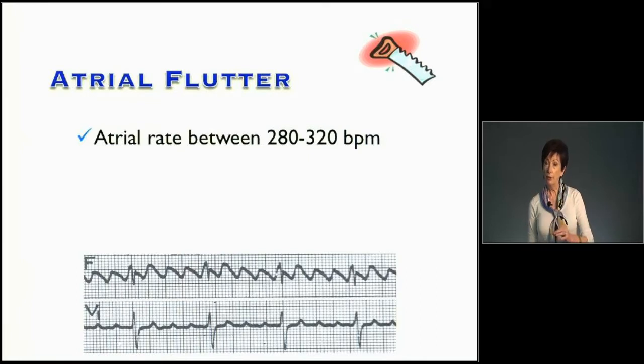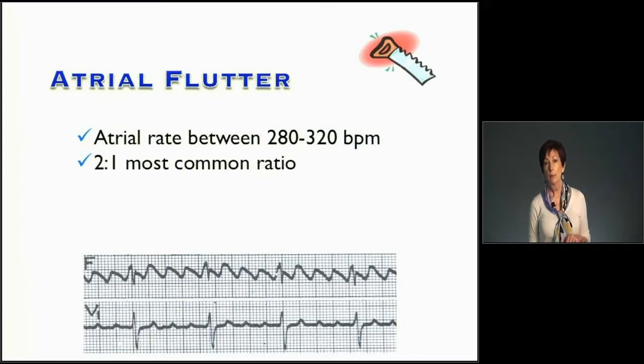Now, to confirm that flutter, go ahead and take a look at lead 2 or 3 or AVF. Leads 2, 3, and AVF, they all look at the inferior portion of the heart, so they look very similar. And you will see that there'll be sawtooth. Just don't rely on sawtooth to help you determine whether a rhythm is flutter or not. Use your atrial rate as well.